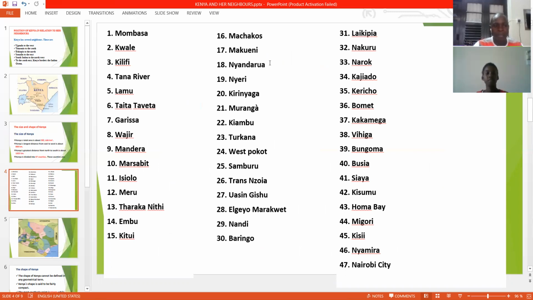Mombasa. Mombasa, and the last one is? Nairobi City. Nairobi City. So they're according to the codes. So it is actually very prudent that you know the codes of those counties. But I know since you may not capture all of them, but at least those major counties.